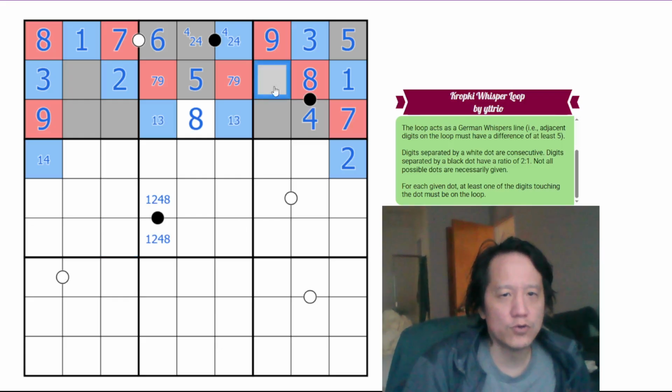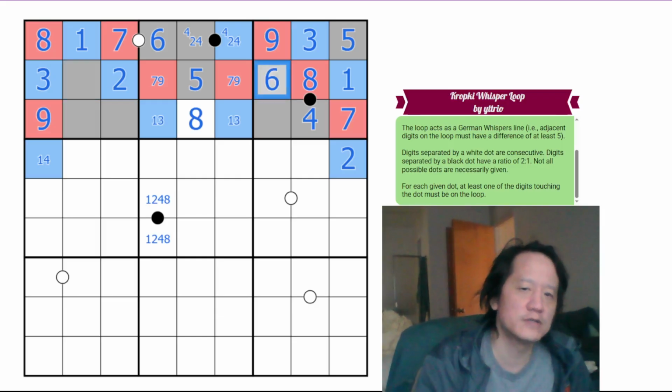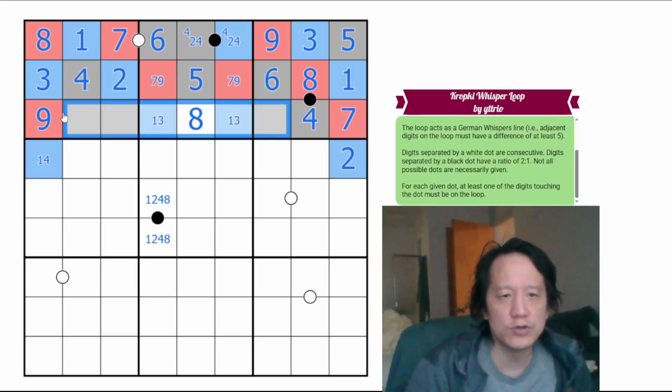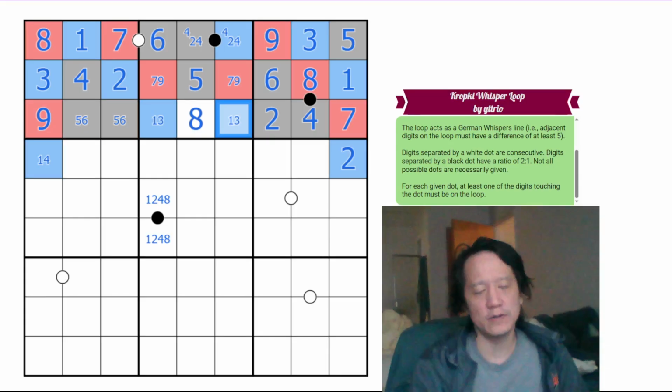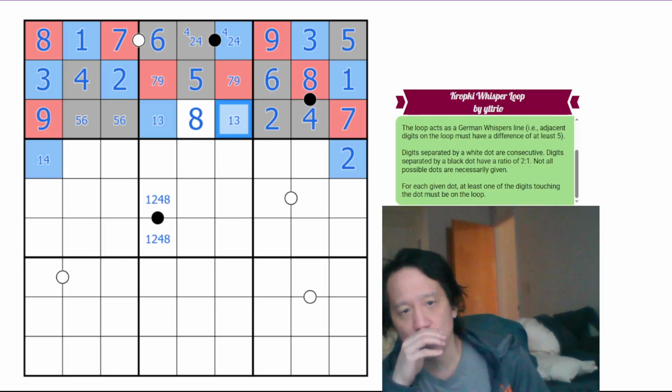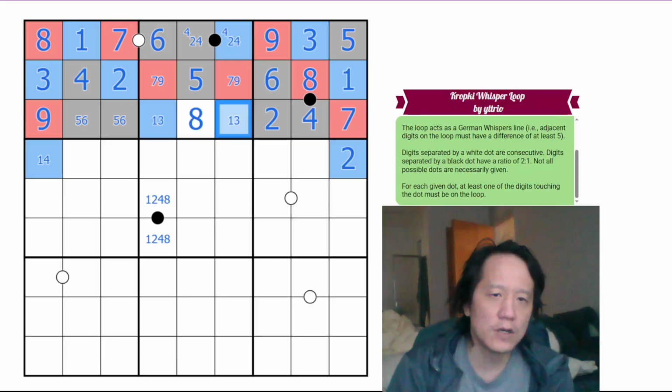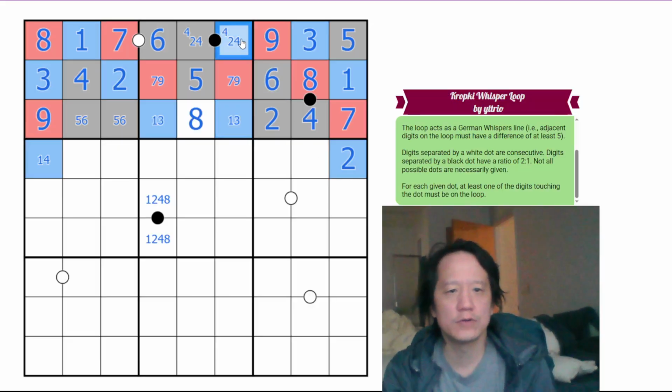Remaining digits in row 2, we have 4 and 6. This can't be 4 because of the 4 in the box, so it's a 6, which makes this 4. Remaining digit in row 3, this has to be 2. Therefore, this has to be a 5, 6 pair here. This could be 4 here. We don't know.